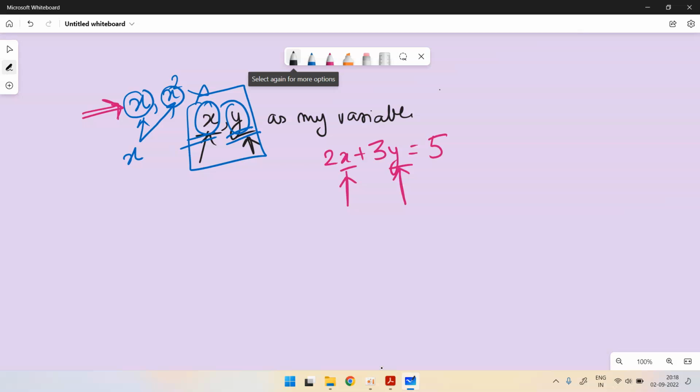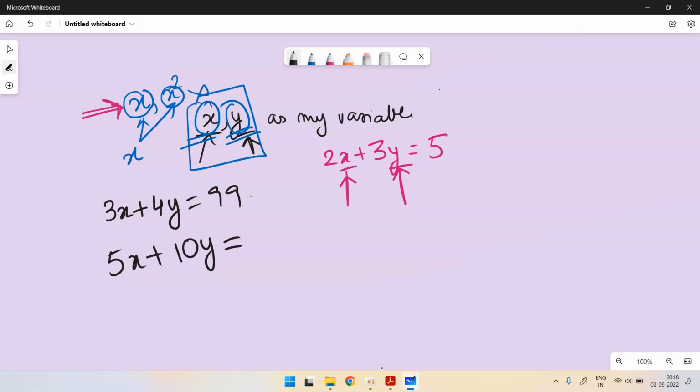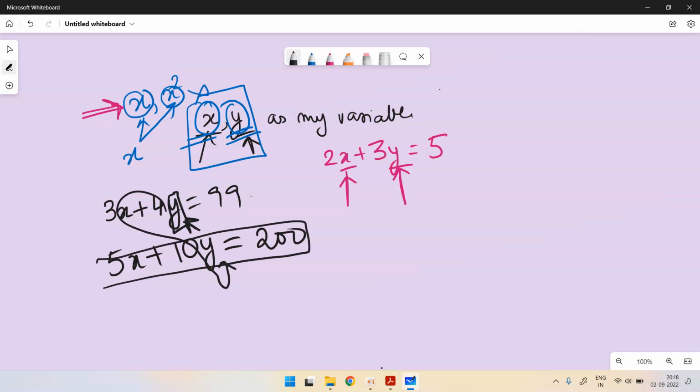Suppose one of the equations is 3x plus 4y equal to 99, and the other is 5x plus 10y equals 200. Now if we want to write in a single variable, you first get the value of y from here in terms of x, then you put this value here and solve it, then you get the one variable linear equation. But this is time consuming.